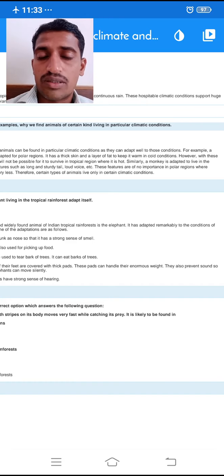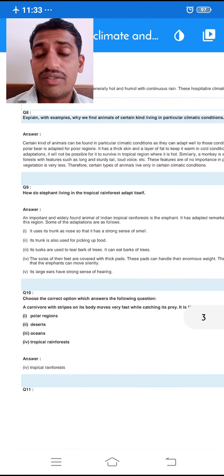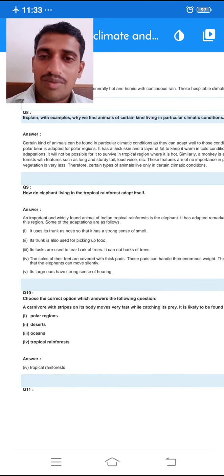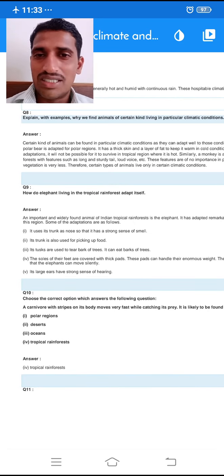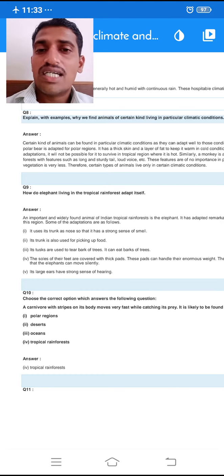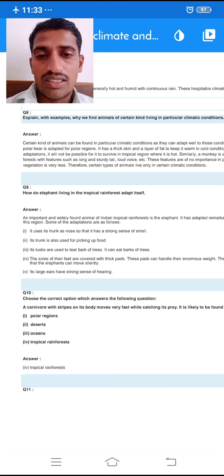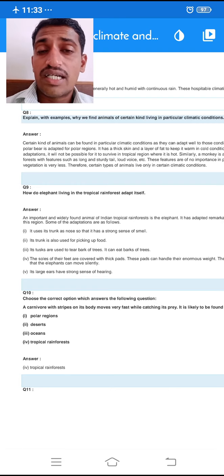It does not suit the polar regions, because there are fewer trees there, where vegetation is so less. So the monkey cannot live in the polar regions, because the number of trees or vegetation in the polar regions is highly less. Hence, with this adaptation, the monkey cannot live in the polar regions. Therefore, certain types of animals can live only in certain climatic conditions.